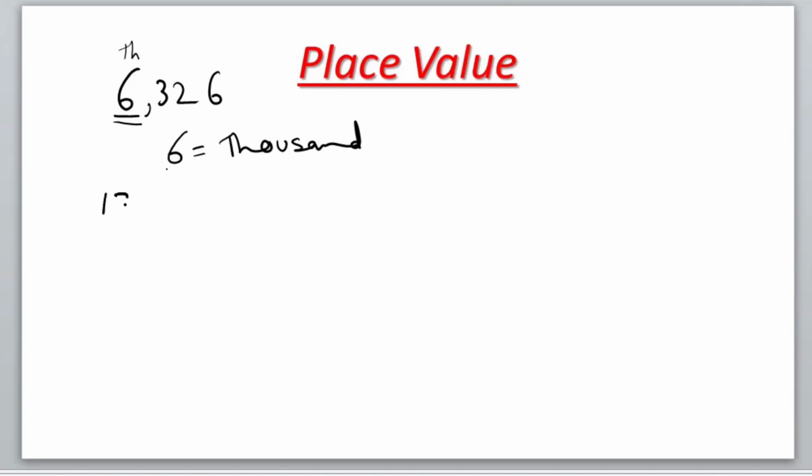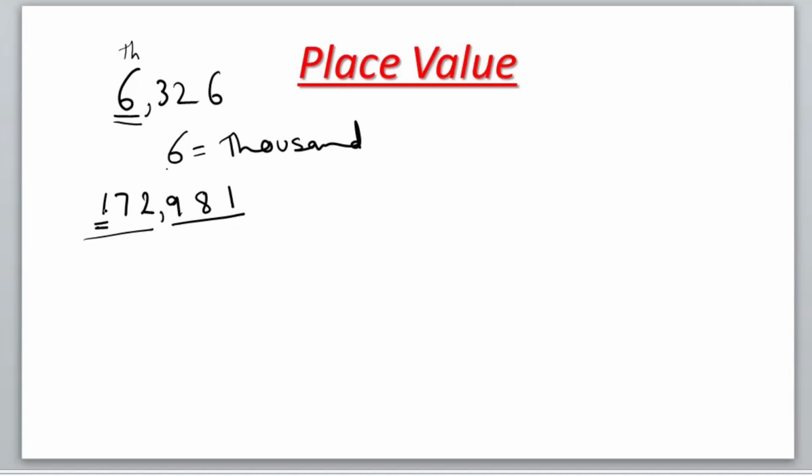Take this 1, 7, 2, 9, 8, 1. Now find the place value of 1. How will you find the place value of 1 here? What do you have to check first? First of all, you have to check in which period the 1 is. Separate it here to make different periods. This comes under the ones period, this comes under the thousands period. So this 1 is placed under the thousands period.